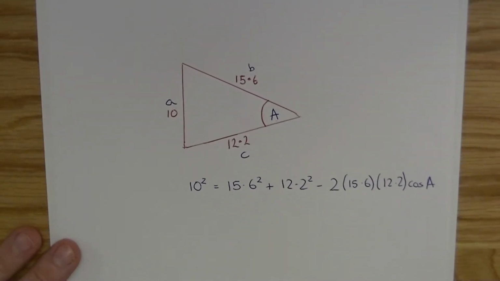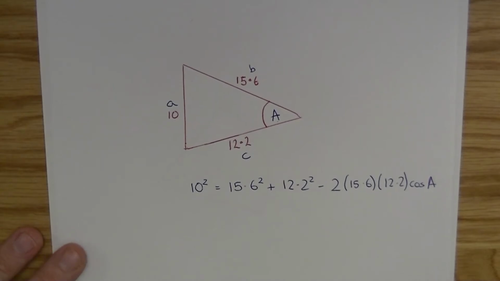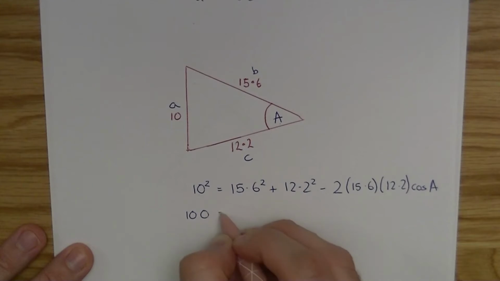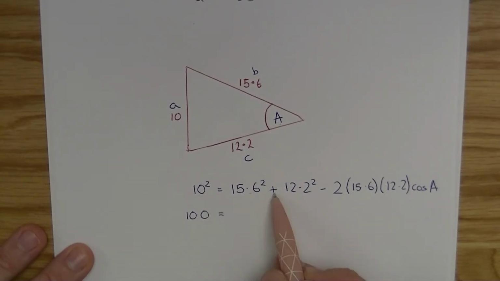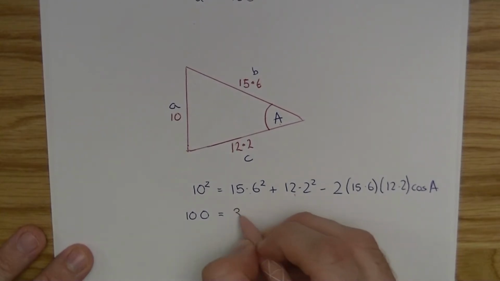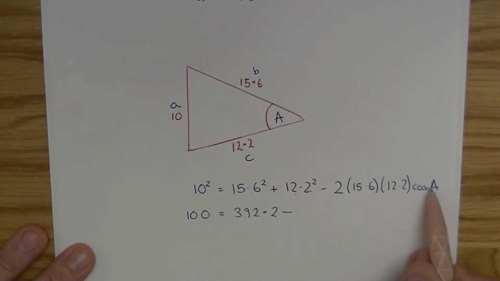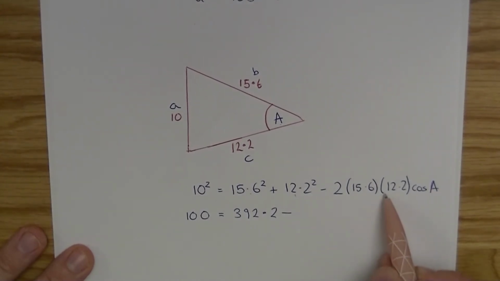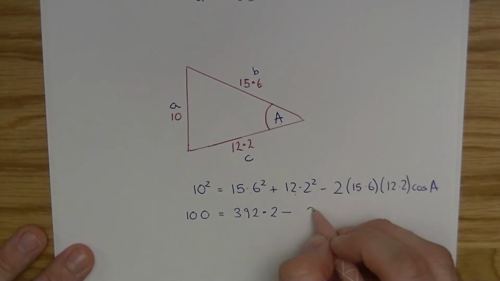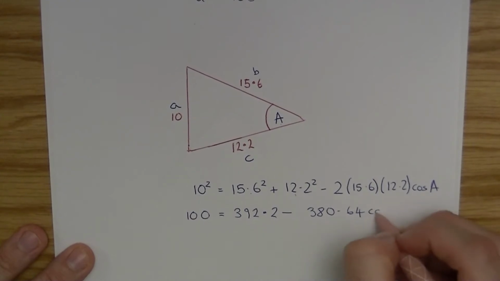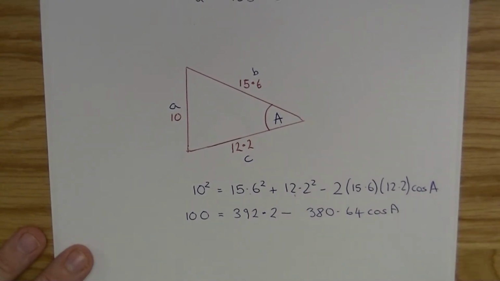I really sincerely hope you don't get one of these. It's probably the most awkward to rearrange, okay? Let me do it really quickly for you. I'm going to work out all these squares first of all. 10 squared. This squared plus this squared, if I can find it, I get to be 392.2 minus, I'm also going to do 2 times this times this. I obviously can't do this, I don't know this, but 2 times this times this is 380.64 cos A at the end.